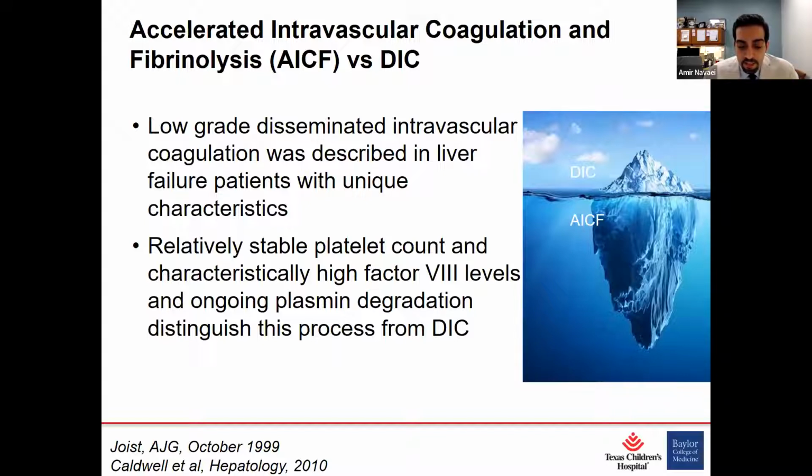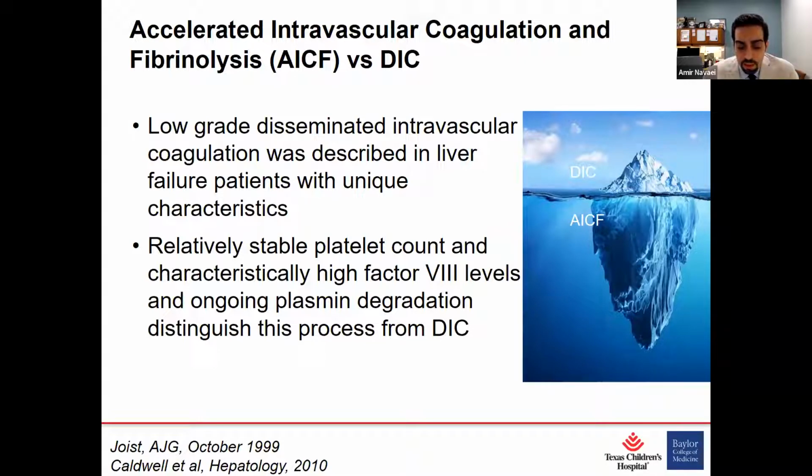There is a smoldering disseminated intravascular coagulopathy in liver failure. This is mainly characterized by elevated factor VIII and stable thrombocytopenia, which is caused by the increased endotoxemia and associated tissue factor release in liver failure patients. This happens more often in moderate to severe chronic liver failure patients.